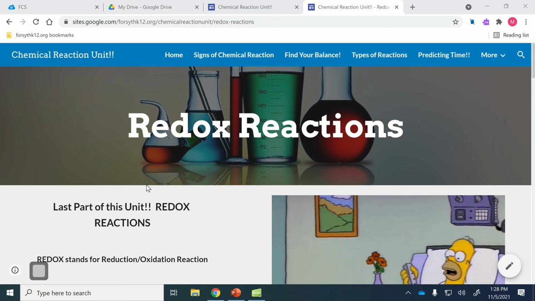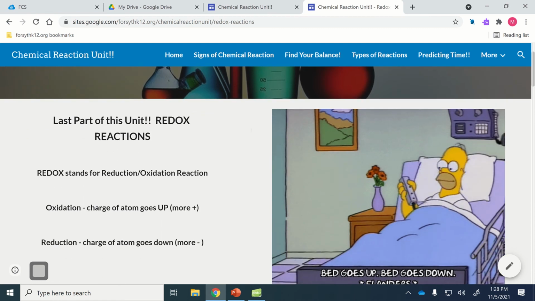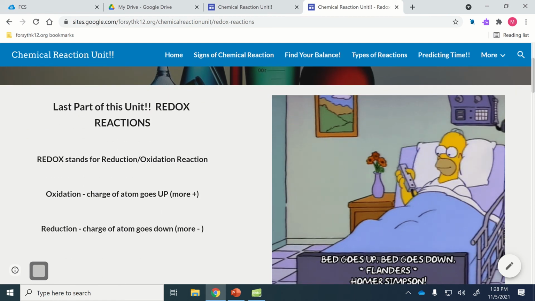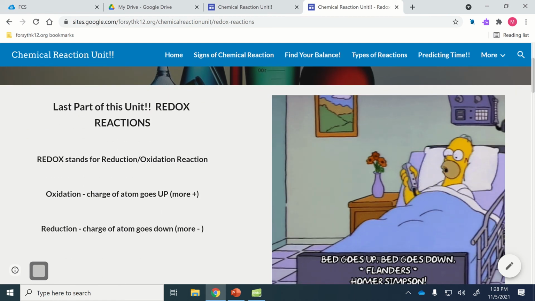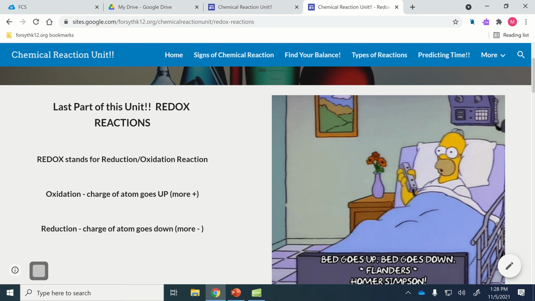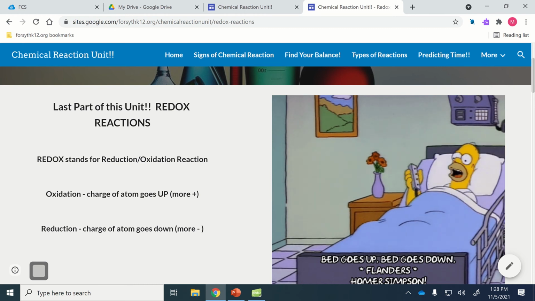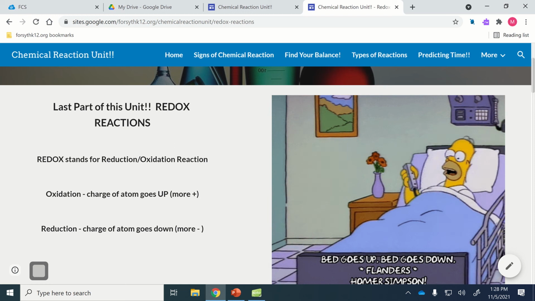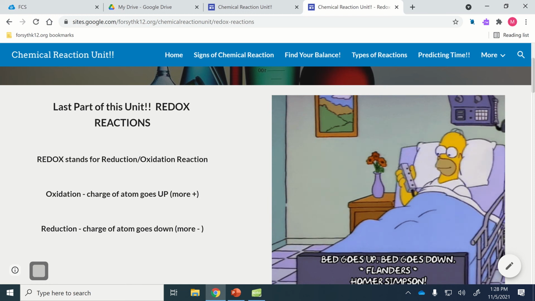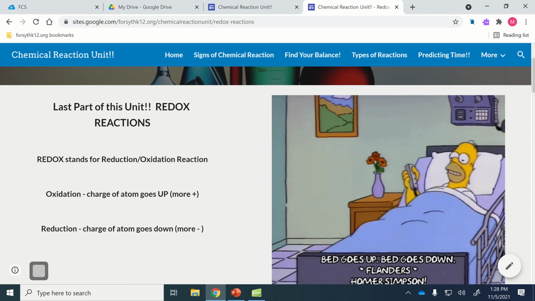All right, and so these guys can be a little bit tough. You got to just really be careful going through the steps of redox. But let's first figure out what does it mean to do a redox reaction. So redox is short for a reduction oxidation reaction. And so what's happening here is there's actually a change of charge that will occur between two elements, because essentially electrons are being transferred from one element to another element.